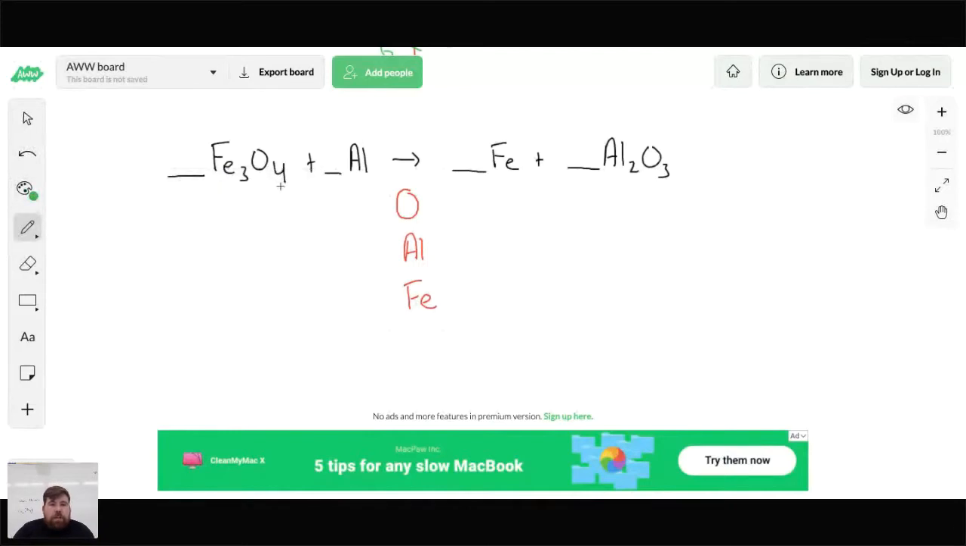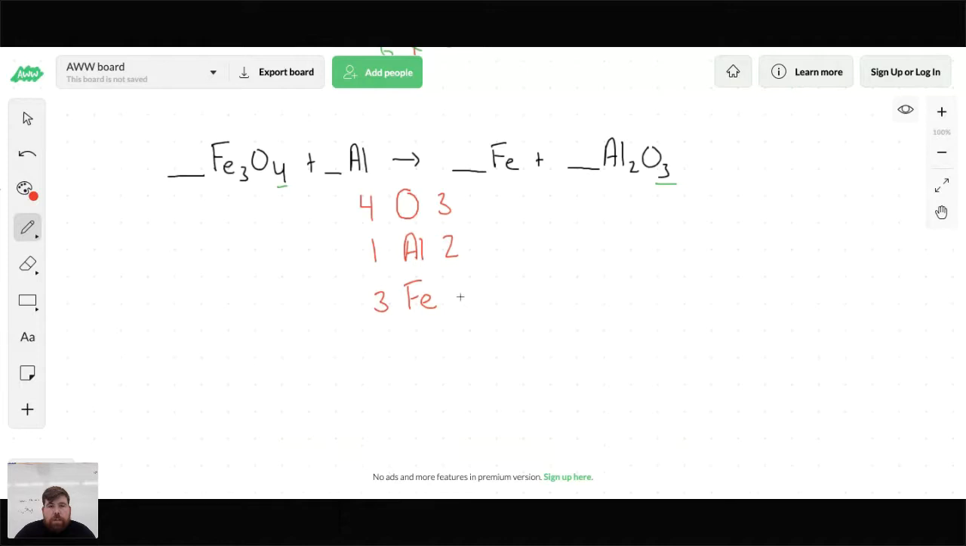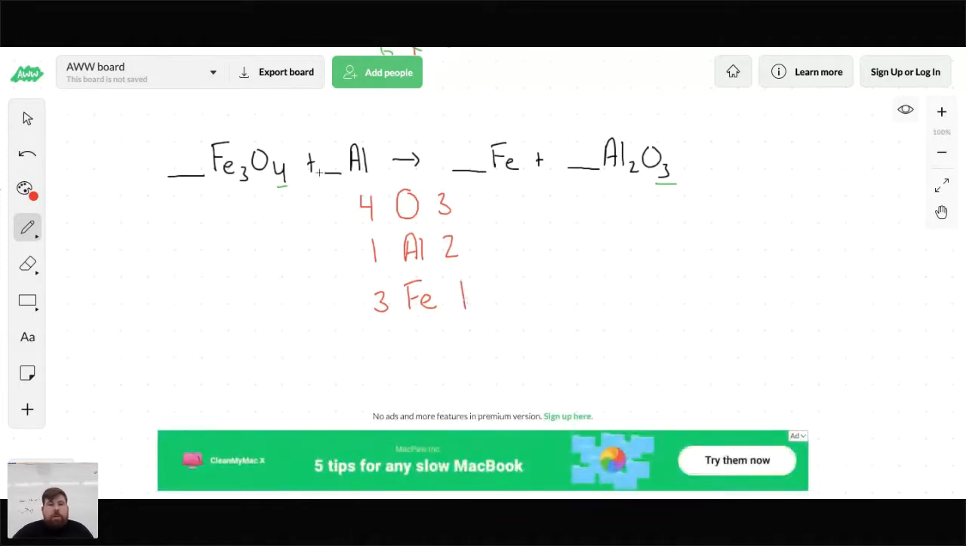If I look at oxygen's subscript right now, it's 4 on the left side, but 3 on the right side. So once again, I have 4 oxygens on the left, 3 oxygens on the right. I have 1 aluminum, 3 irons, and 1 iron. Oops, sorry, I have 2 aluminums on the right side here. 2, 3, and 1. So once again, if we look at the subscripts of oxygen, there's not really one coefficient that I can use to balance this.